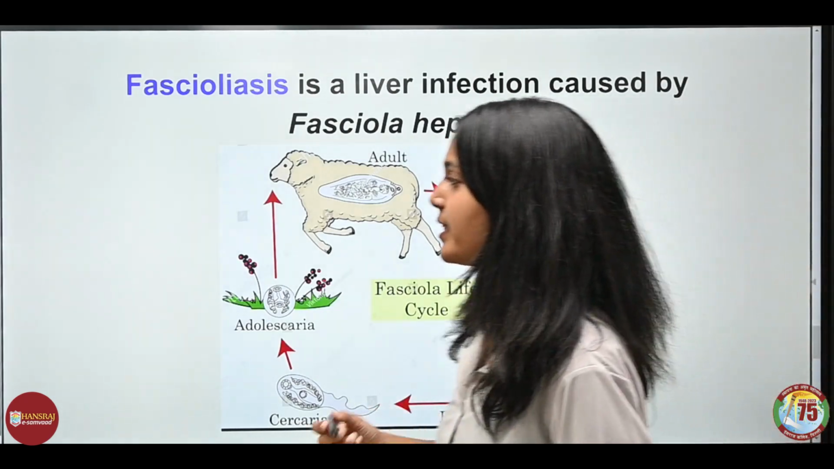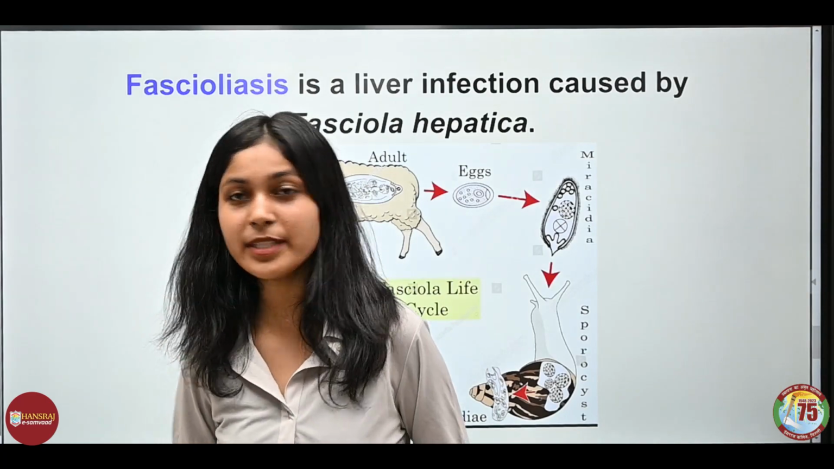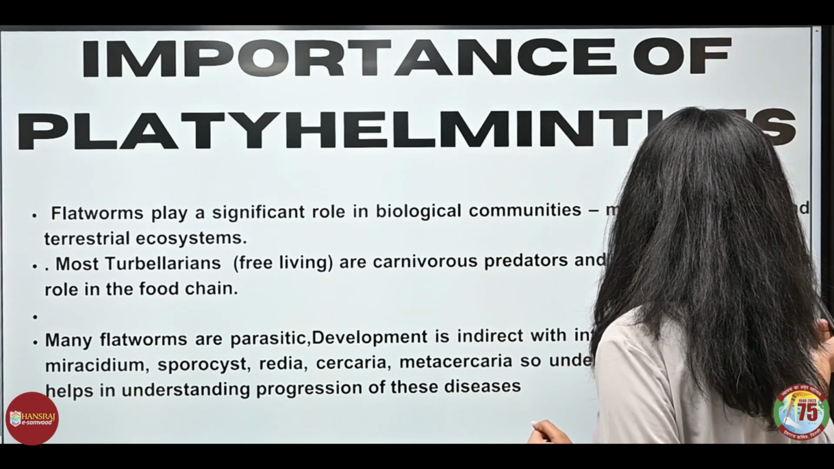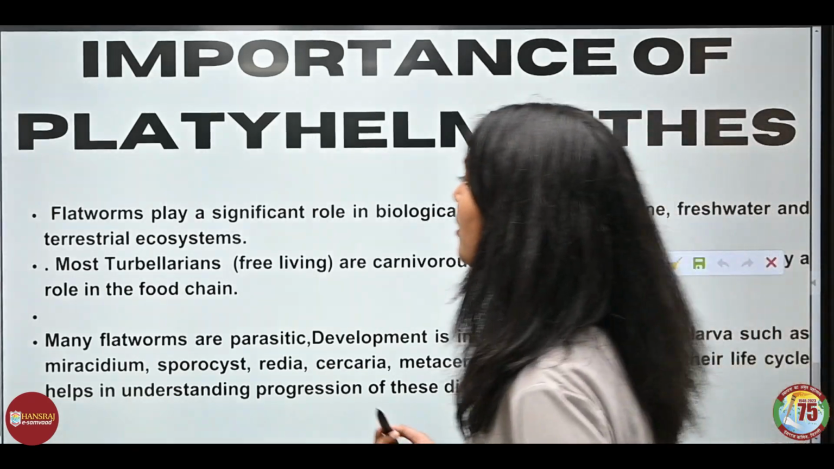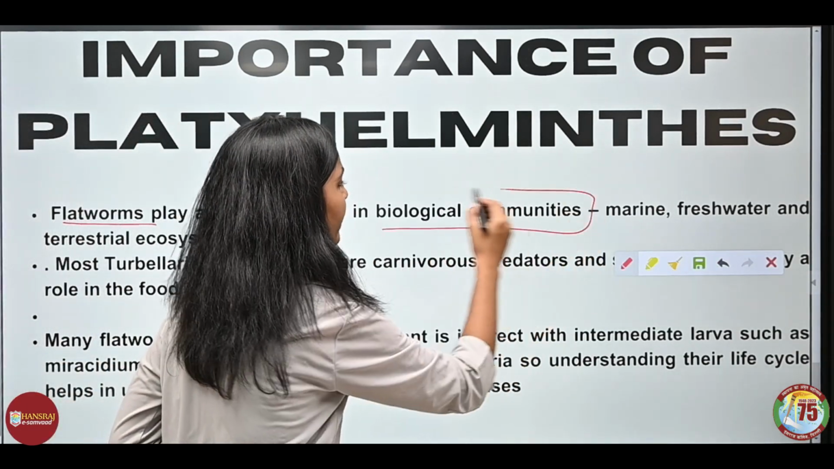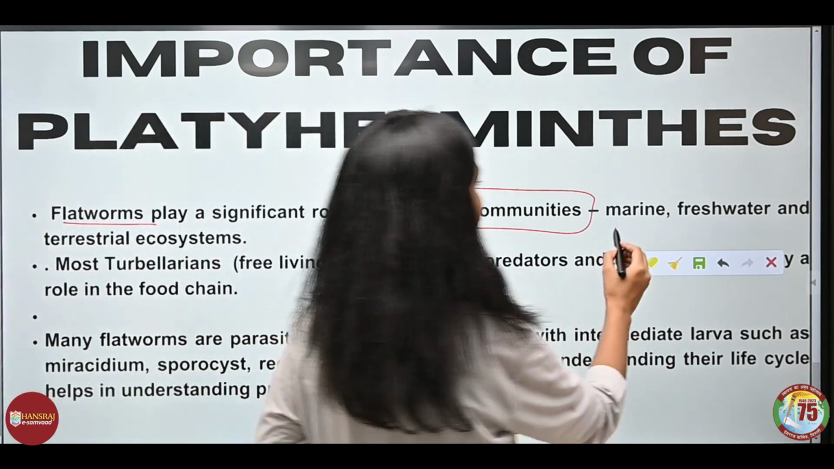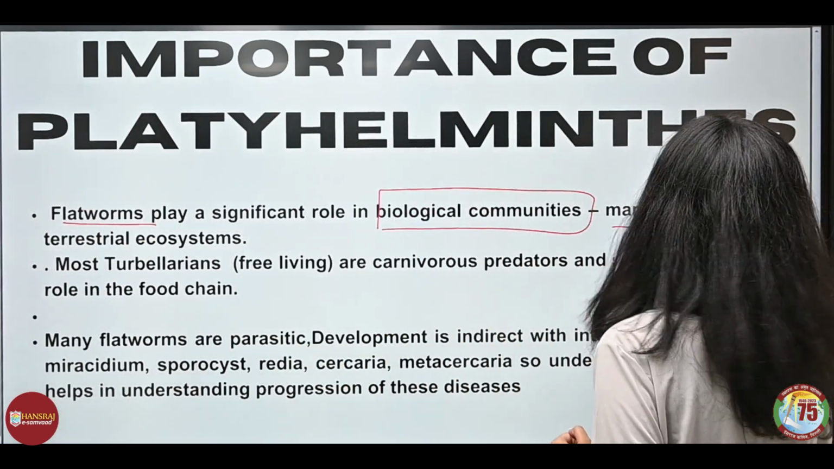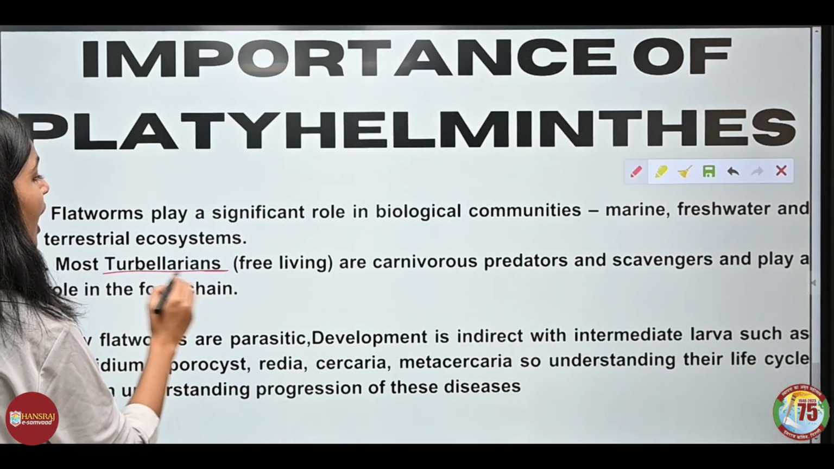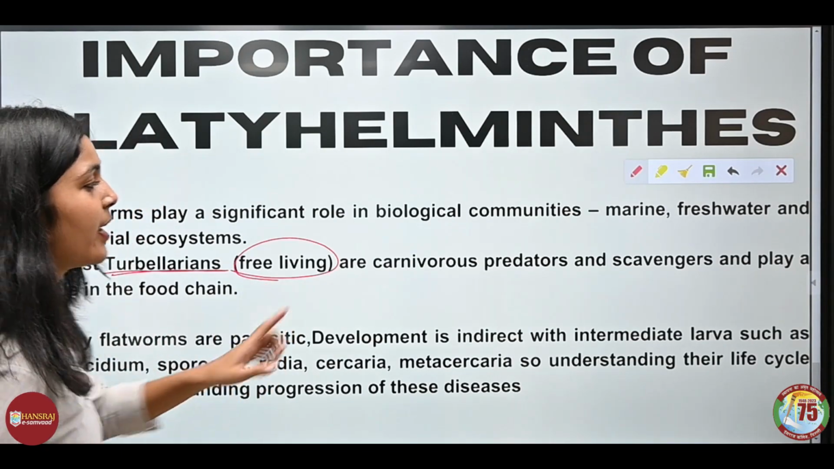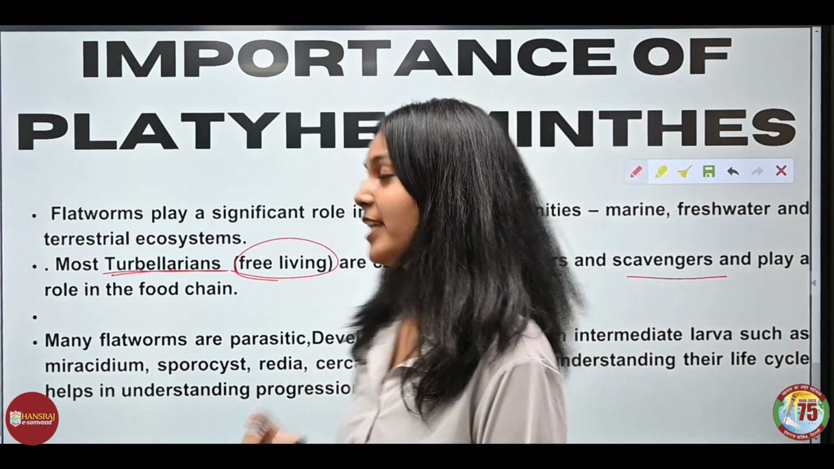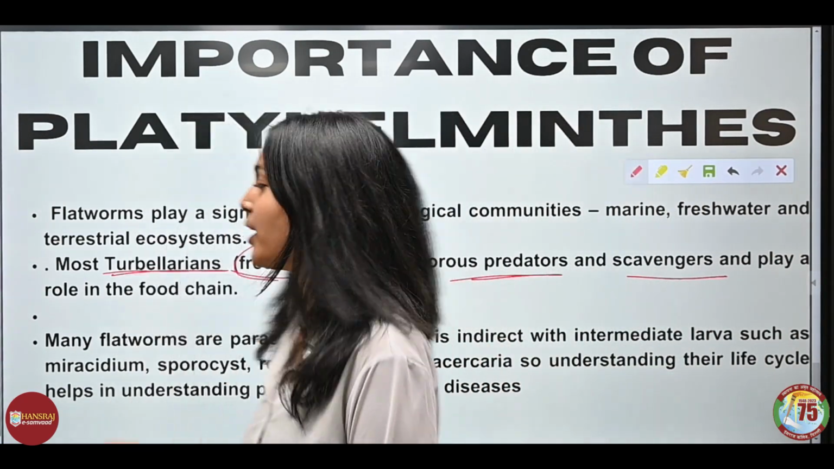After talking about the diseases that are caused by platyhelminths, I want to highlight the importance of this phylum. So yeah, flatworms play a significant role in biological communities as they are marine, freshwater and terrestrial organisms. And also most turbellarians, which are free-living, are carnivorous, predators and scavengers. So definitely they are going to play an important role in the food chain.